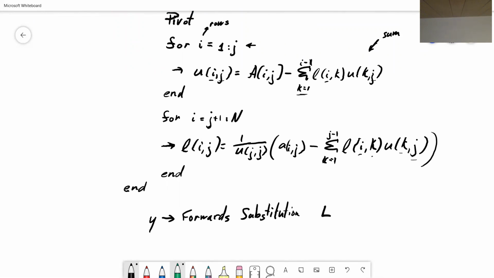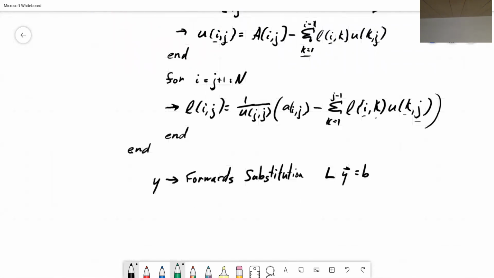of the expression L times Y equals B. And Y is a temporary set of variables. We don't really care about them. So this is a vector, this is a vector. We care about X, which we will find via backwards substitution of the expression Ux equals Y. All right. So that is basically all you need to do for this solver, for the LU solver.